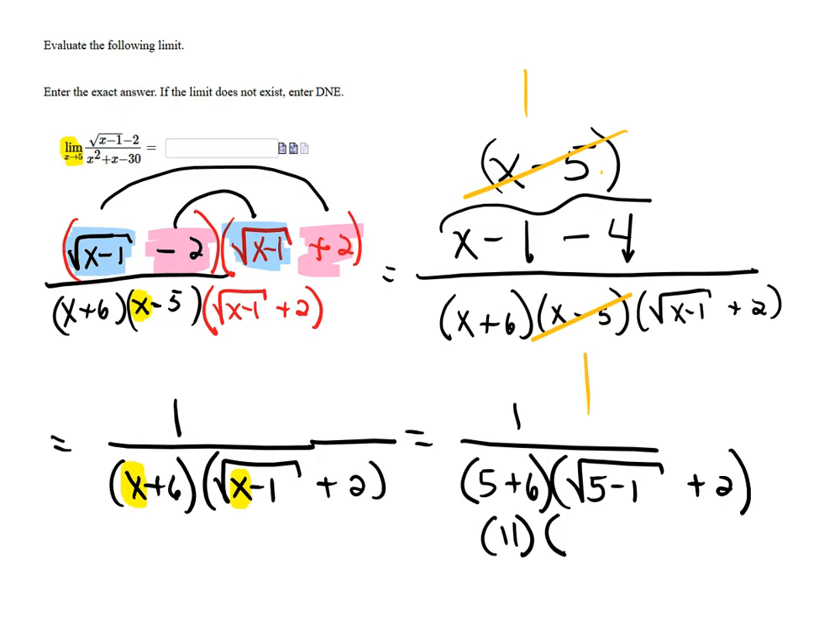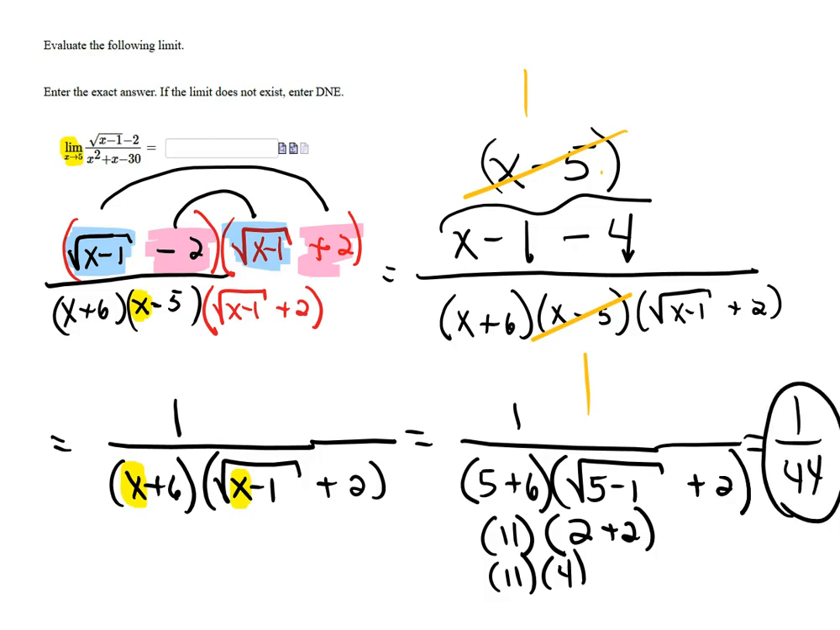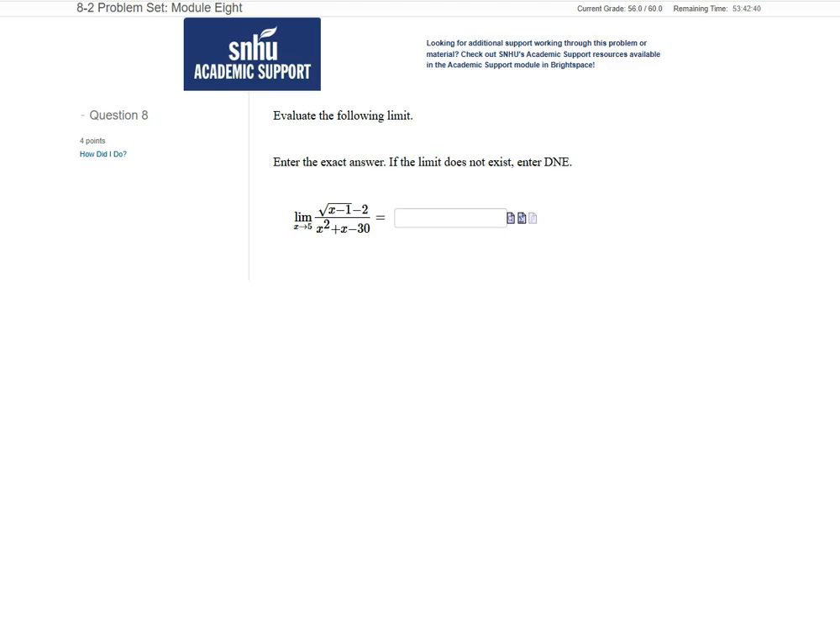5 minus 1 is 4, and the square root of 4 is 2, and 2 plus 2 is 4. So 11 times 4 makes it 44. So it's 1 over 44. That is the limit as x approaches 5. 1 over 44. And how to do? Ta-da!